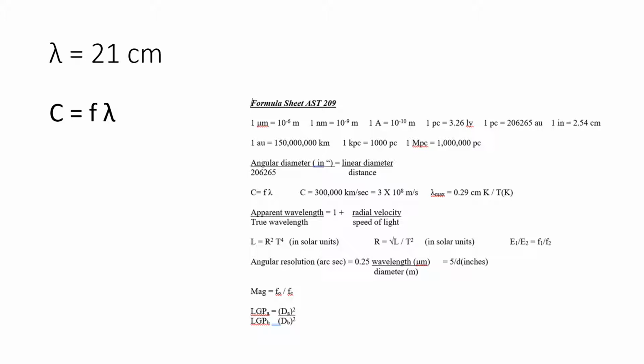So we're given that the wavelength is 21 centimeters, and we know that the speed of light is the frequency times the wavelength. So what we're going to do is try to find the frequency by itself. So we have to divide both sides of the equation by wavelength. If we divide both sides by wavelength, what's going to happen? Well, on the right-hand side, the wavelength is going to cancel. And so now we have the speed of light divided by the wavelength equals the frequency.